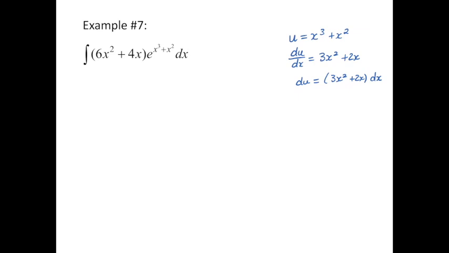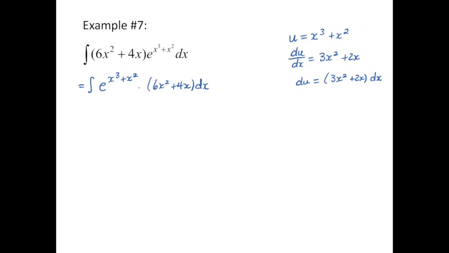Now what we need to do is deal with that 6x squared plus 4x that's sitting out in front. If we use the first approach from the previous example, we could say this is e to the x cubed plus x squared times 6x squared plus 4x dx. But the problem is that doesn't match up with our du. Our du is 3x squared plus 2x dx. This is 6x squared plus 4x dx. So we need to do something to account for that. And we can approach this in a couple of ways.